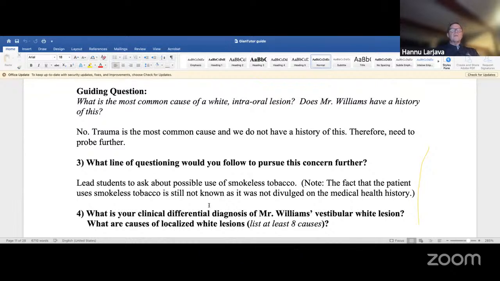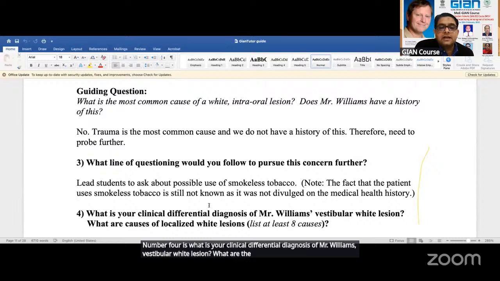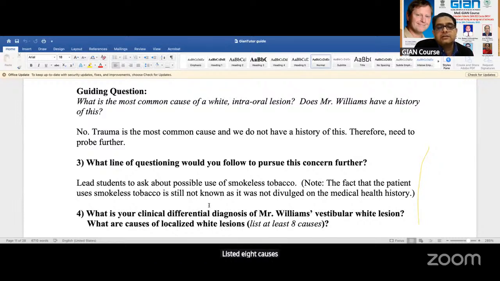So let's go to number 4. Number 4 is: what is your clinical differential diagnosis of Mr. Williams' vestibular white lesion? What are the causes of a localized white lesion? At least 8 causes. And this question is for RUHS Jaipur.